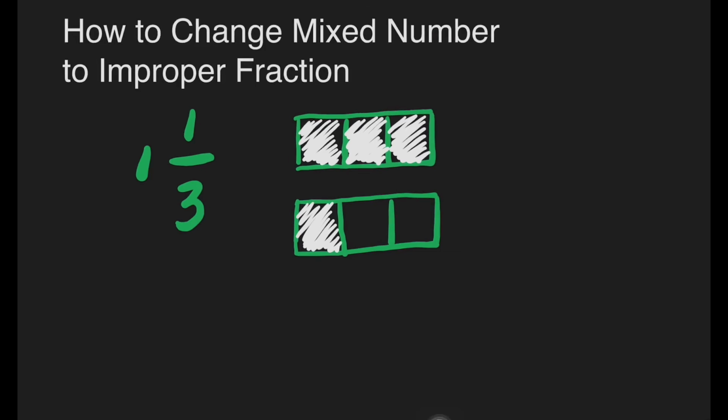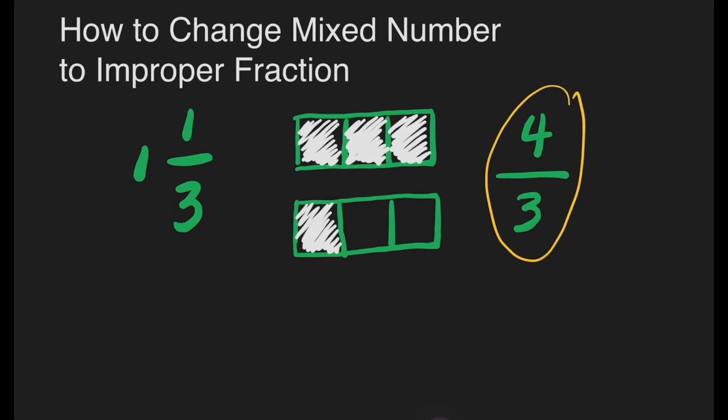And if we are going to change this mixed number to an improper fraction by drawing, then we can just count the number of parts that are shaded. We have how many parts are shaded? That is 4 parts. And how many parts is the whole divided into? That's 3. So the answer is 4/3.